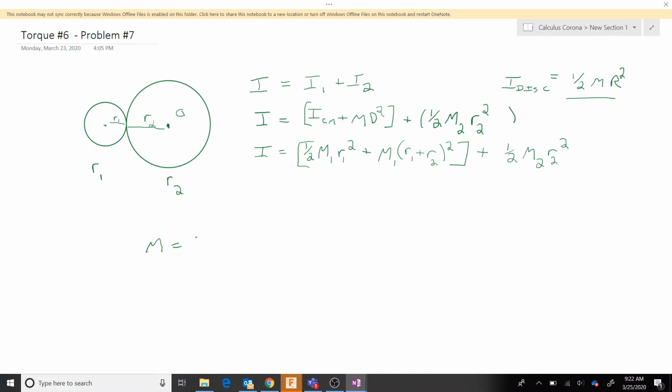Keep in mind that density is mass per volume. So if I can find the volume of these disks and multiply that by the density, that will give me the mass. The volume of these disks is pi r squared, the area of a circle, times the thickness, which we were given in the problem.